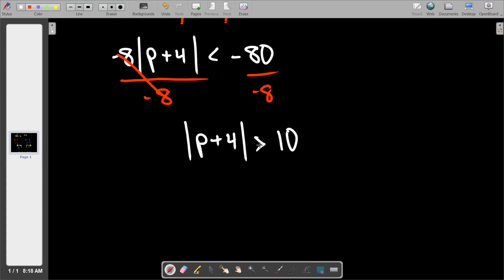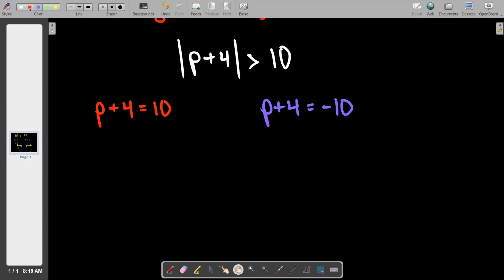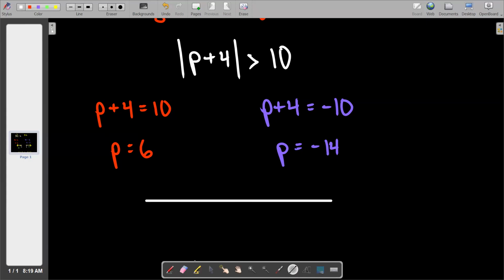But there. Now we're going to write our two equations based off of that product. And one of them is going to be p plus 4 equals the number that I see. And the other one is going to be p plus 4 equals the negative version of the number that I see. On the red equation, if I subtract 4, what do I get? Perfect. Boundary found. On the purple one, if I subtract 4, what do I get? Boundaries found.